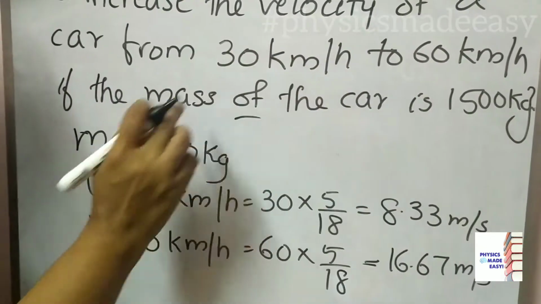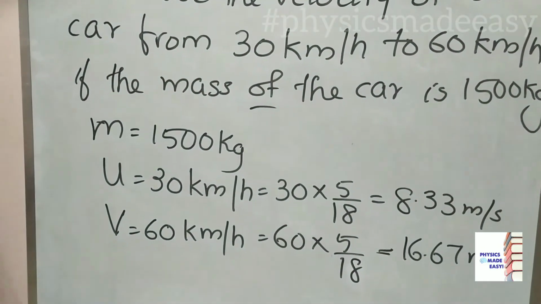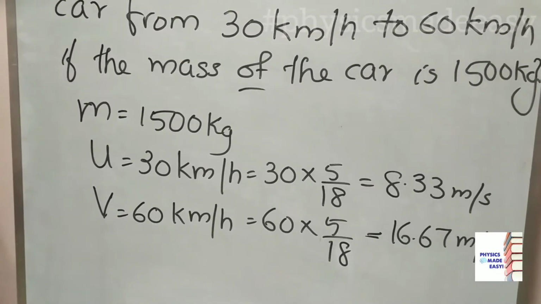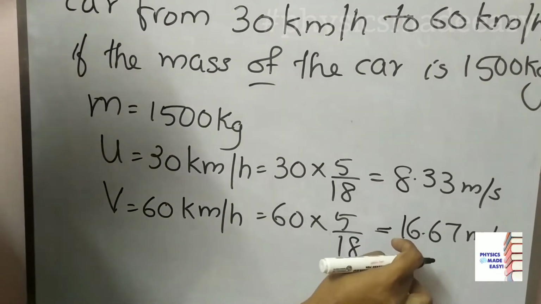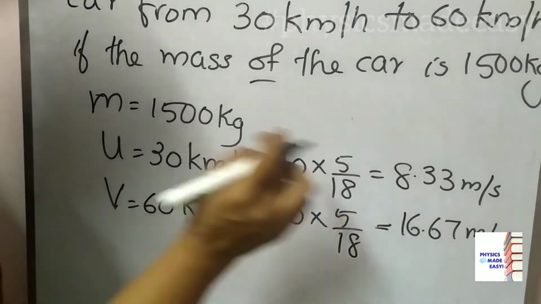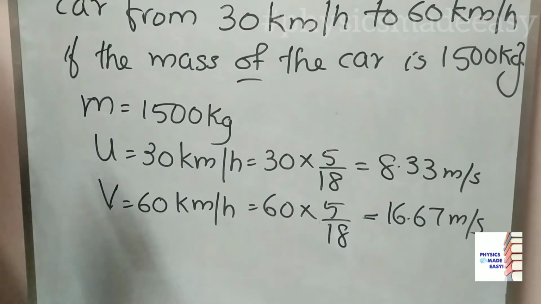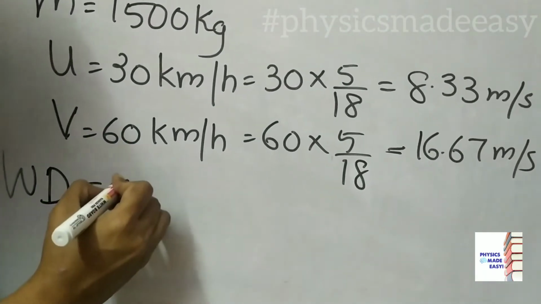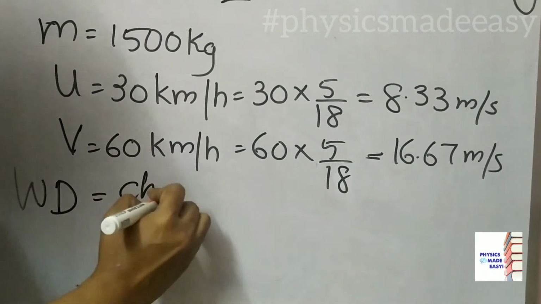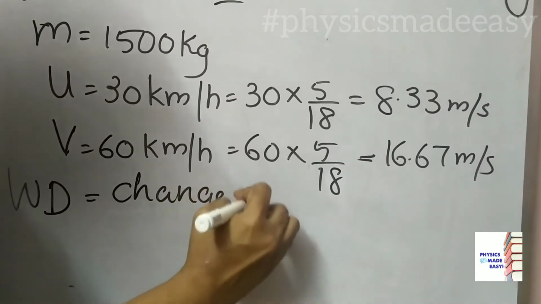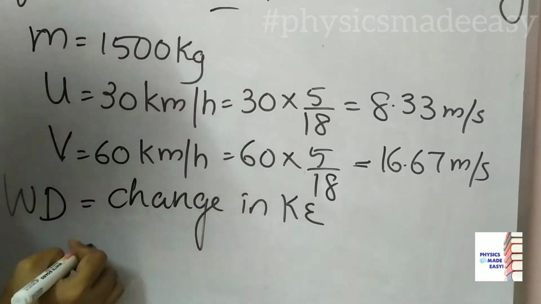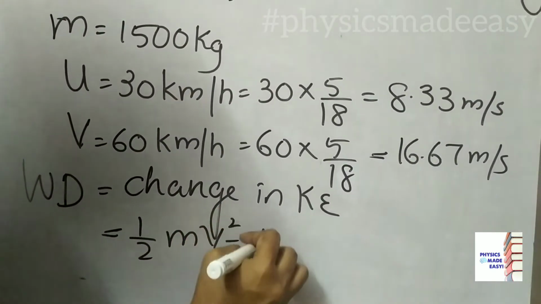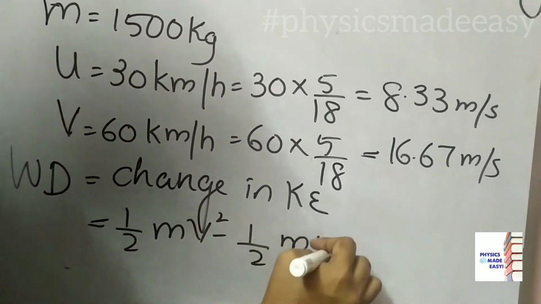Then the final velocity 60 km per hour. We have to convert this into meter per second. 60 into 5 by 18, that is equal to 16.67 meter per second. Okay, now we have to find the work done. Work done is equal to, you know children, change in kinetic energy. This you can write half mv square minus half mu square.